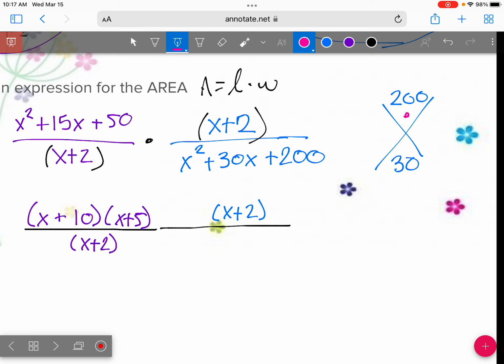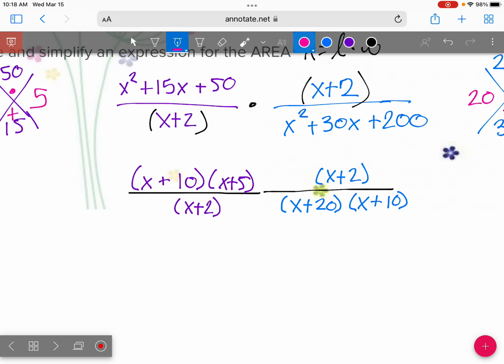Yeah, multiplies to be 200, adds to be 30. I know you see it. We got our 20 and 10. Multiplies to make 200, adds to make 30. That's why 20 didn't work. So we wind up with x plus 20 and x plus 10.